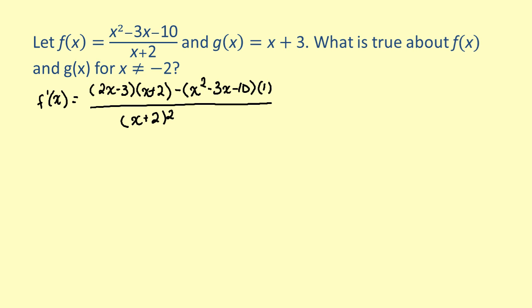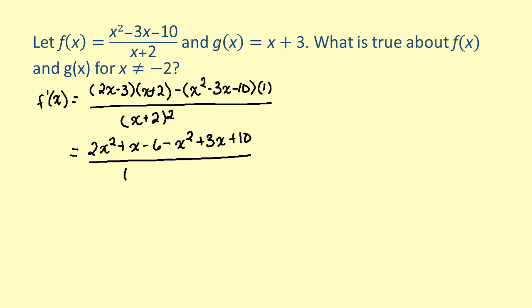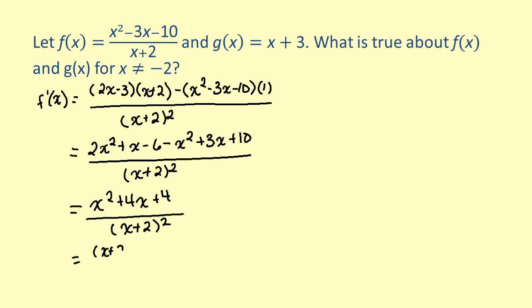Let's simplify this. Multiplying in the first term of the numerator, we get 2x squared plus x minus 6, and then distributing the negative, we get minus x squared plus 3x plus 10, all over the quantity x plus 2 squared. Combining like terms, we get x squared plus 4x plus 4, all over the quantity x plus 2 squared. By factoring the numerator, we get the quantity x plus 2 squared, all over the quantity x plus 2 squared, which is just equal to 1.